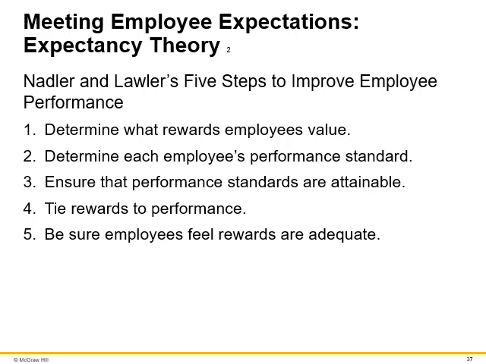Moving forward with the expectancy theory, let's talk about other researchers, David Nadler and Edward Lawler, and how they modified Vroom's theory and suggested that managers follow 5 steps to improve employee performance. So instead of just the 3 steps, we have 5 now. The first one is determine what rewards employees value, determine each employee's desired performance standard, ensure that performance standards are attainable, and guarantee rewards tied to that performance. And finally, be certain that employees consider the rewards to be adequate.